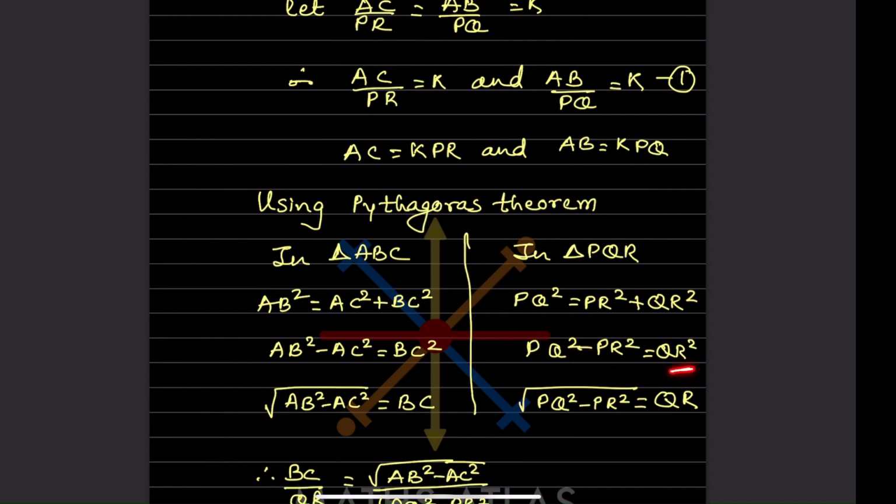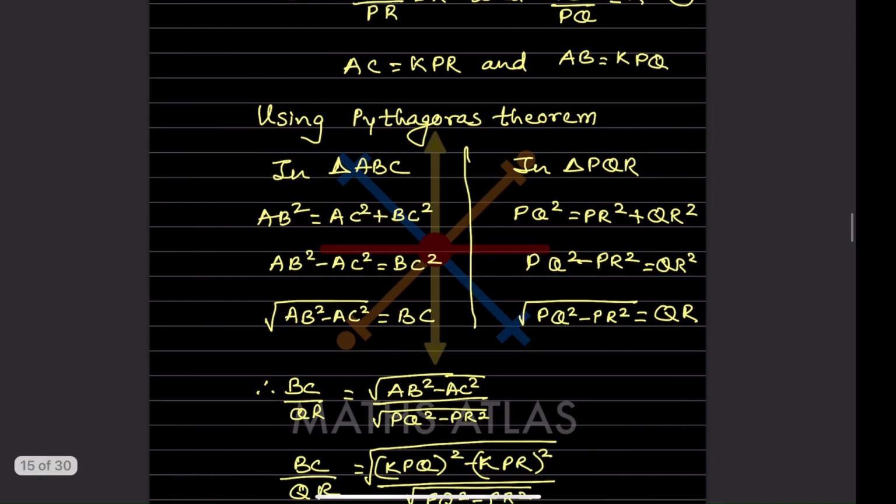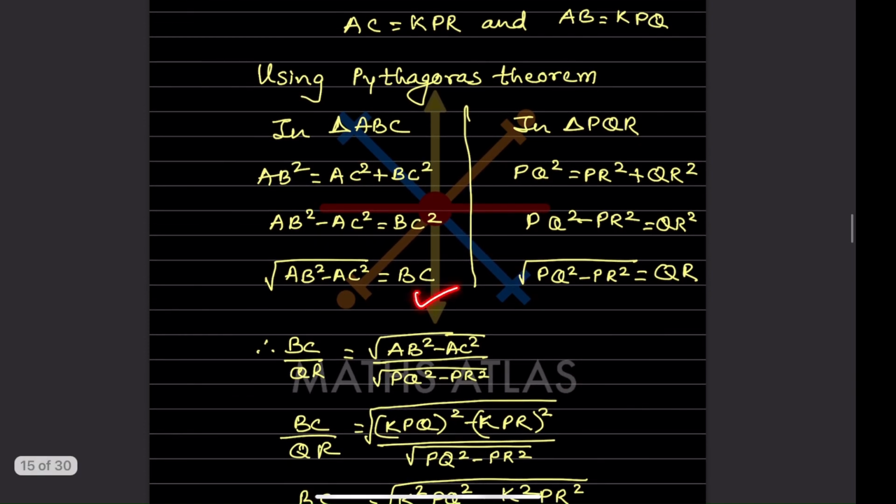So now we want QR. This is the square of it. So when we square both sides, what is that going to be? QR is going to be root of PQ square minus PR square. So now this is BC and this is QR. So you can divide BC by QR.